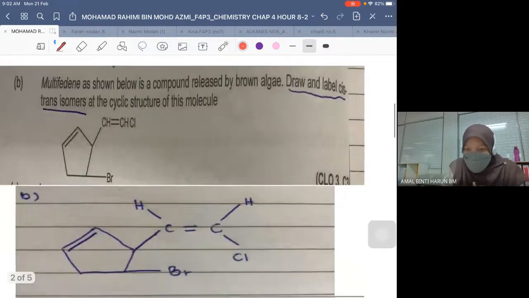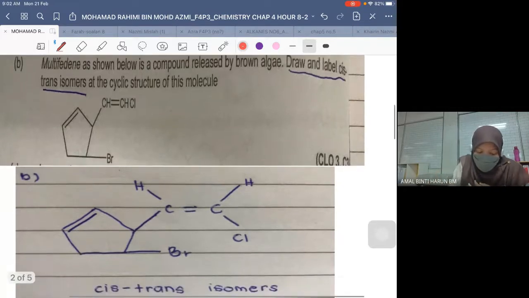And then Rahimi ada tak? Okay, and then we have the next question. Draw and label the cis-trans isomer. So dia kata cis-trans isomer at the cyclic structure.